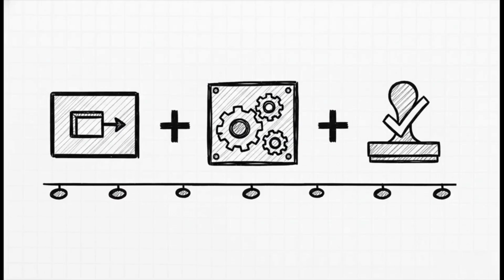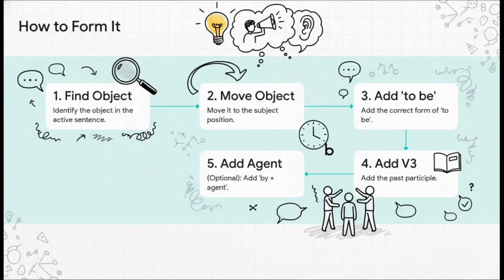See that? The spotlight moves from the chef right onto the meal. And that leads us right to the core formula. And honestly, it's surprisingly simple. All you do is you take your subject, that's the thing getting the action, you add the verb to be in whatever tense you need, and then you follow it up with the past participle of your main verb. That's the whole shebang. That's the structure right there. Let's break that down into a super simple 5-step recipe.